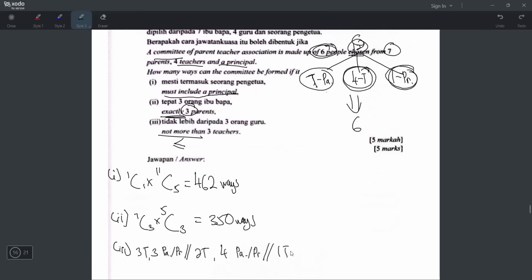But if it's 1 teacher, how many more to make 6? 5 lah, 5. 1 teacher, because you want a 6, right? So 1 plus 5 is 6. So the other 5 has to be parents or principal.